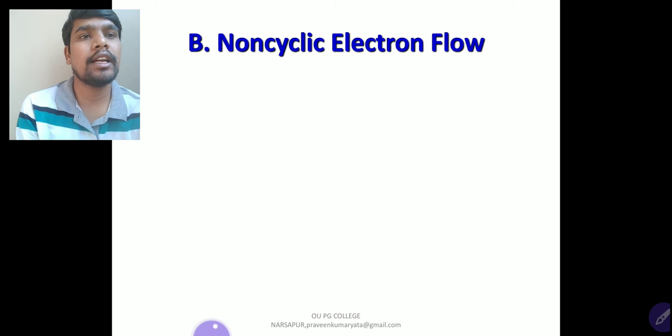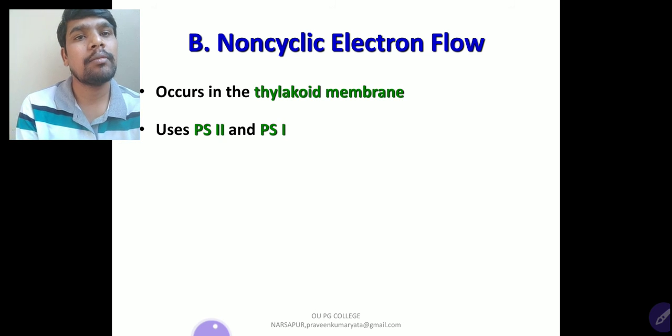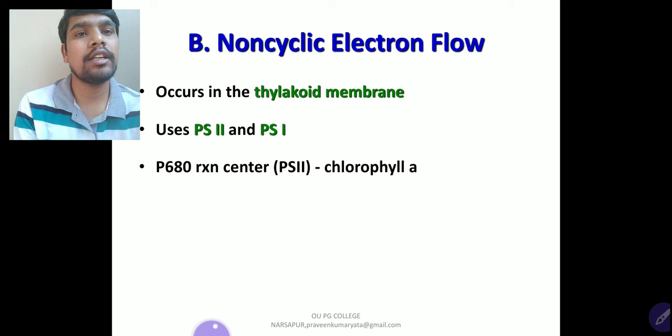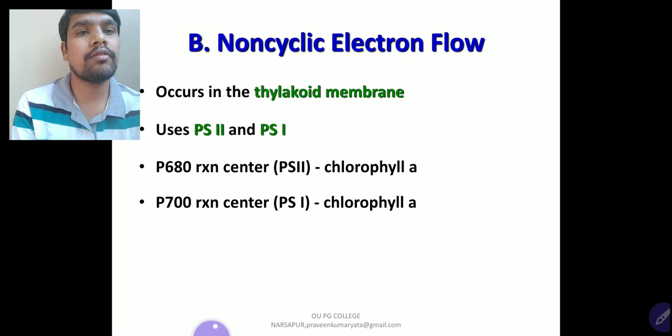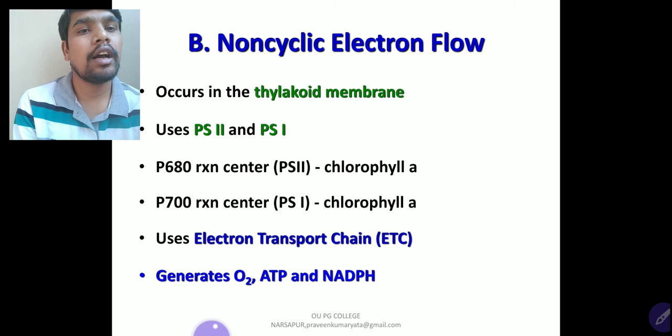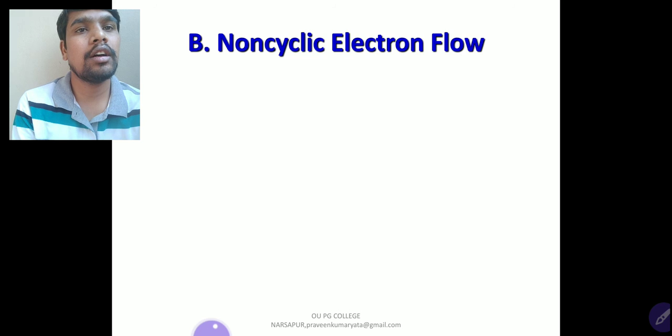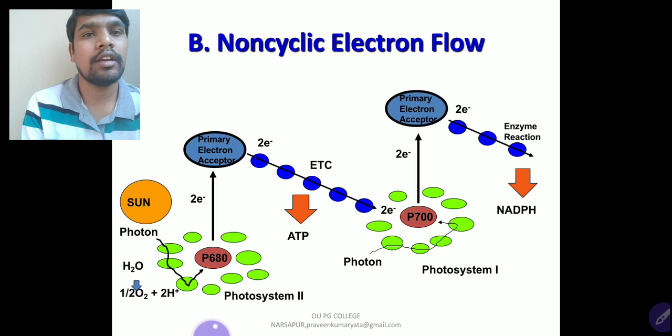And non-cyclic electron flow occurs in the thylakoid membrane, using photosystem 2 and photosystem 1. P680 reaction center at chlorophyll A, P700 reaction center photosystem 1 chlorophyll A, uses the electron transport chain, that is ETC, and generates oxygen, ATP and NADPH. These two systems are available in non-cyclic electron flow, photosystem 1 and photosystem 2.